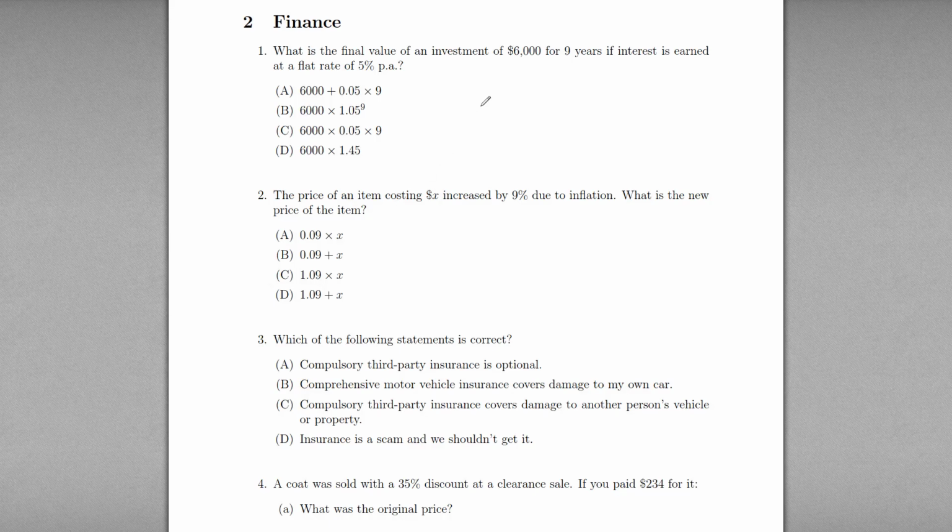Alright, we want the final value of a $6,000 investment for 9 years with interest earned at a flat rate of 5% per annum. Flat rate means it's simple interest. So it's 5% per annum simple interest for 9 years. How simple interest works is we can just take this 5%, say it's happening for 9 years, so we can multiply that by 9. Which means that we are earning 45% interest total.